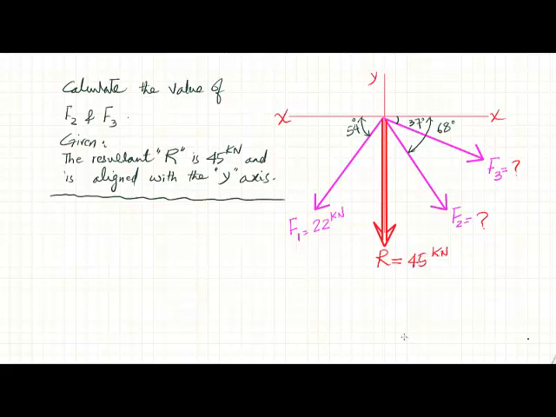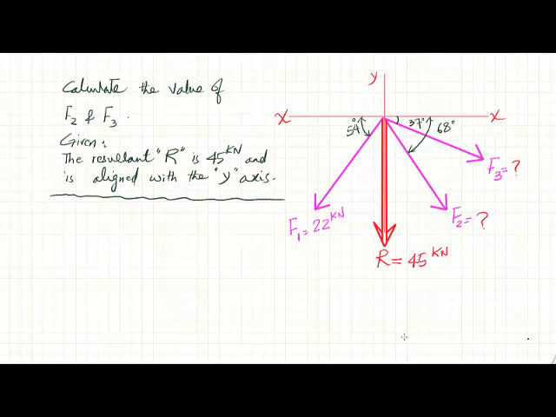In this question we have F2 and F3 unknown, and we are also given the resultant being 45 kilonewton downwards, aligned with the y-axis. To solve this problem, we first need to list the rules of resultant, because it involves resultant.